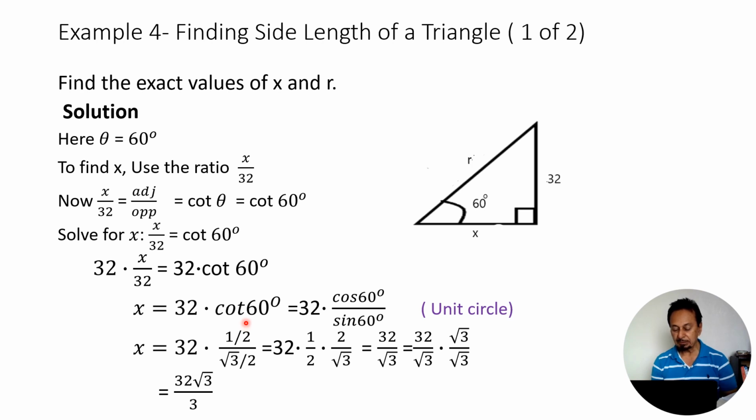Now remember, cotangent is not on the calculator, so we can write 32 times cosine 60 over sine 60, and from the unit circle, cosine 60 is 1/2 and sine 60 is square root of 3 over 2. We can rewrite this as 32 times 1/2 times the reciprocal of square root of 3 over 2, which is 2 over square root of 3. The 2s cancel, giving you 32 times 1 over square root of 3. So we can rationalize, multiplying top and bottom by square root of 3 over square root of 3. Square root of 3 times square root of 3 becomes 3, so we have 32 times square root of 3 over 3.